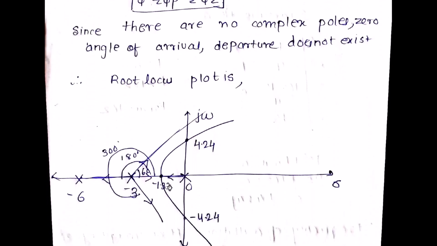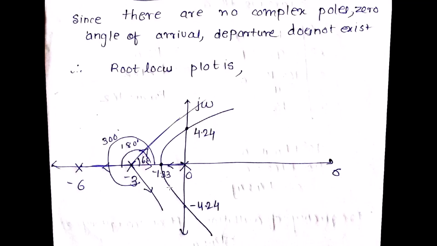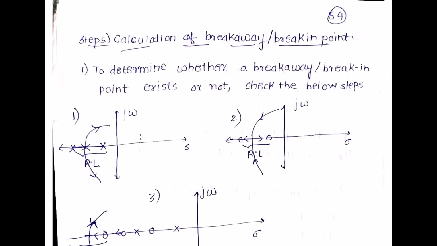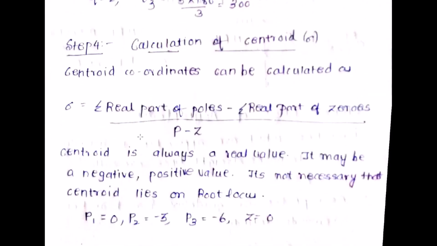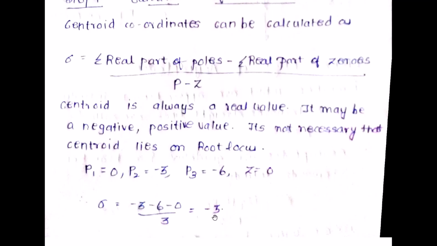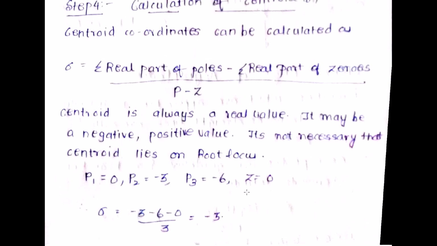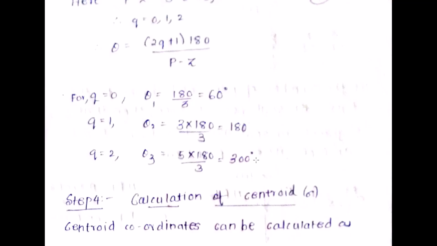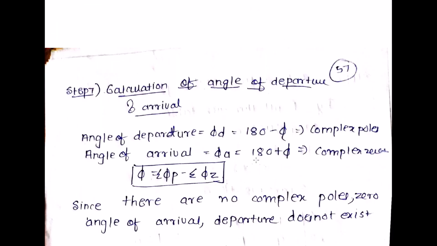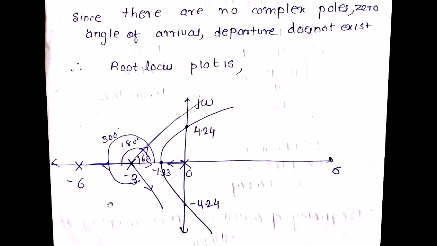So finally, we have this root locus. If you look at this root locus, we have poles at 0, minus 3, minus 6. We have the centroid, which is given as minus 3, right? We had got the centroid value as minus 3, plus we had got the angles as 60, 180 degree and 300 degree. And hence, we have minus 3 as the asymptote centroid and the angles as 60 degree, 180 degree and 300 degree. I hope I'm very clear.